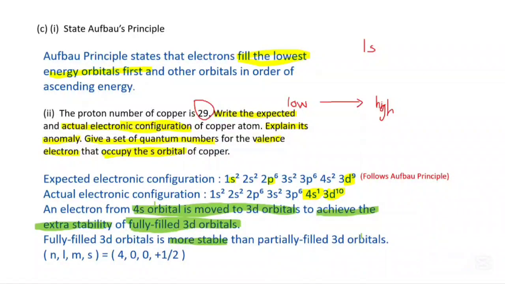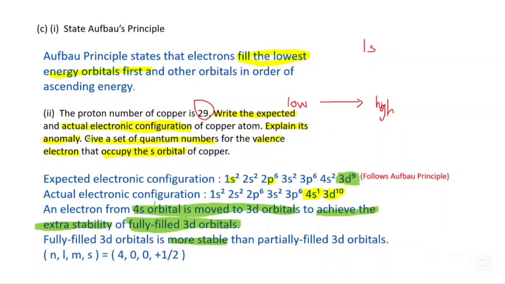What is the difference between a fully filled 3d orbital and a partially filled 3d orbital? A partially filled 3d orbital is what we saw in the expected electronic configuration, which is 3d9. 3d9 is considered partially filled because it is not half filled and it's not fully filled. Fully filled means the orbital fits 10 electrons, and half filled means the 3d orbitals contain 5 electrons. That is called half filled.